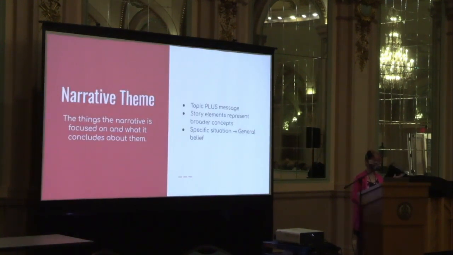To review, narrative themes are a topic or central idea, plus a message that the narrative says about the topic. Story elements like characters and events can be abstracted to broader concepts, and the narrative's specific situations are actually claiming general beliefs about the world.